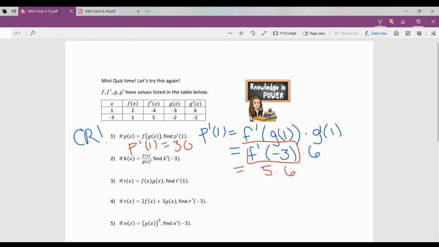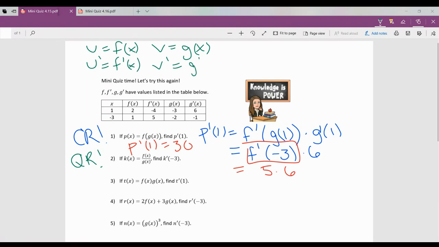We've got f of x divided by g of x. So k of x equals f of x divided by g of x. That is the quotient rule. So my quotient rule, u and v. So u in this case is f of x. V is g of x. So u prime and v prime. That's going to equal f prime of x and g prime of x. I'll make that prime symbol a little bit more emphatic.